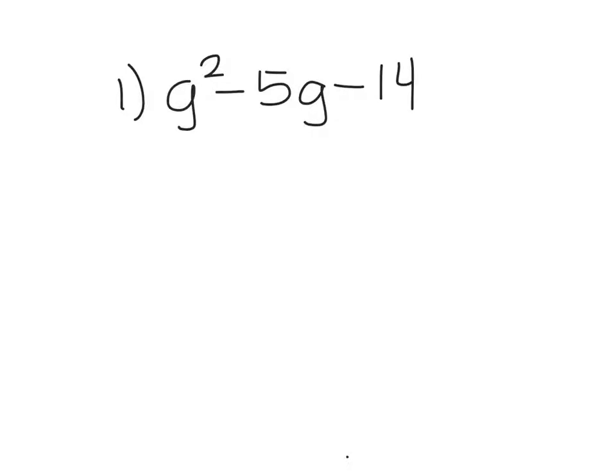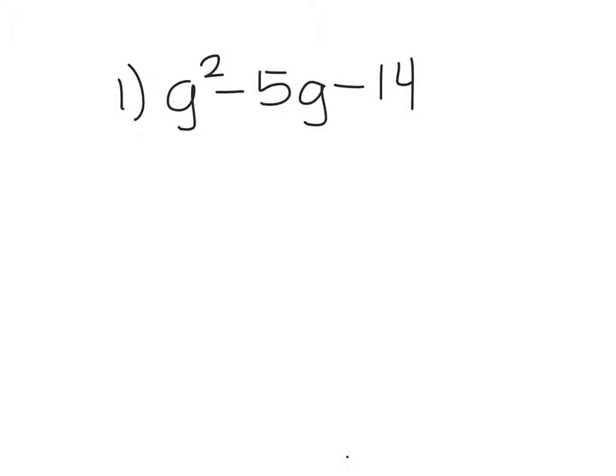For the first section of the test, we have to factor each expression completely. So I have g squared minus 5g minus 14. The first thing I need to look for is to make sure that each of these three terms do not have anything in common. And they do not. They don't have any factors in common, and I cannot factor out a g from all three of them because the 14 is just a constant.